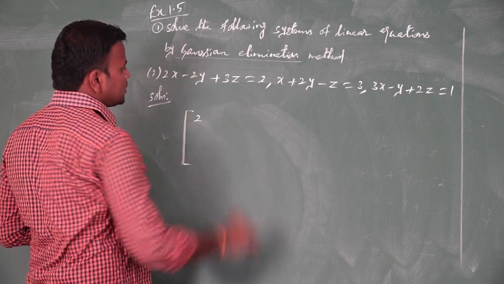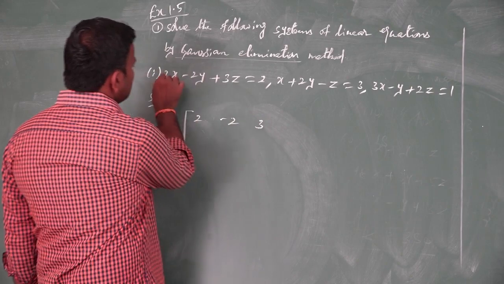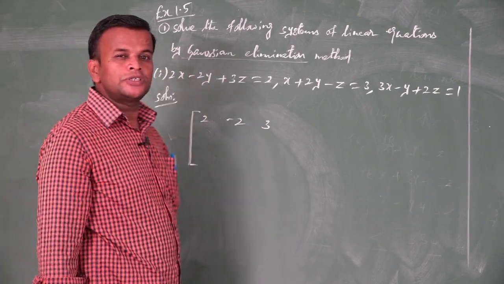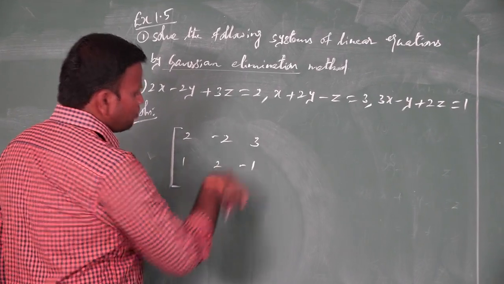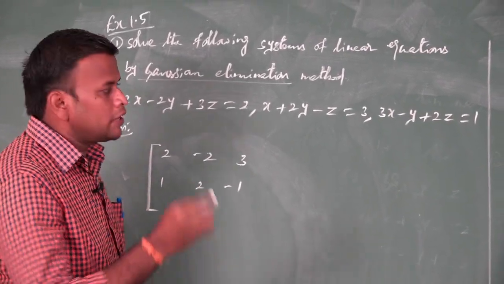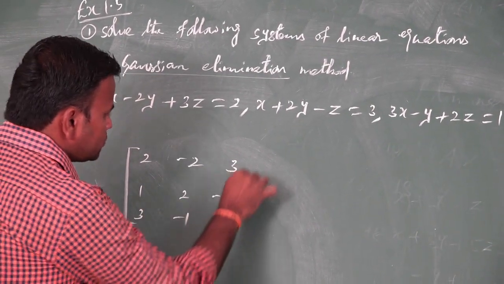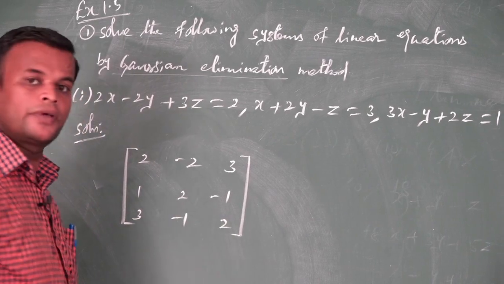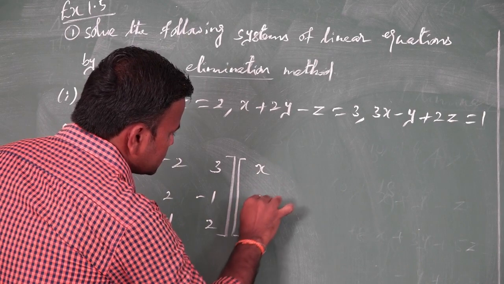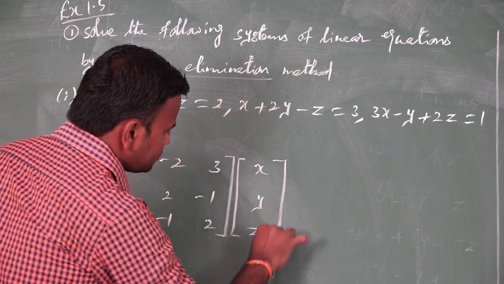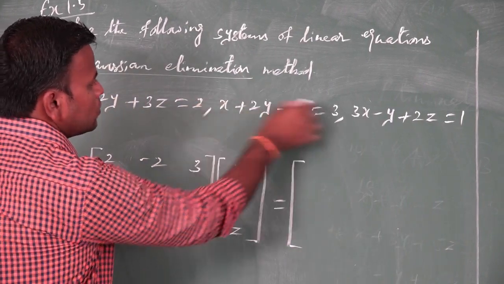the coefficients of x, y, z in the first equation: 2, minus 2, 3. Coefficients of x, y, z in the second equation: 1, 2, minus 1. Coefficients of x, y, z in the third equation: 3, minus 1, 2. Okay. Next, x, y, z is equal to the RHS 2, 3, 1.